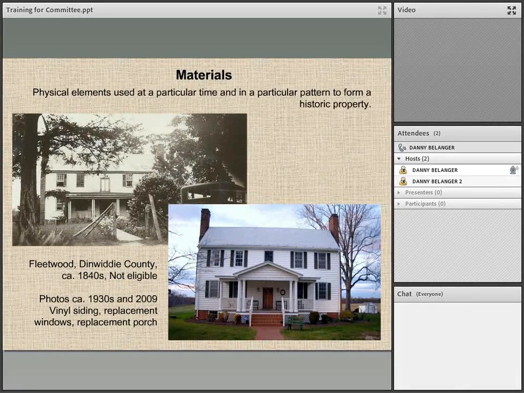Materials. Materials are the physical elements used at a particular time and in a particular pattern to form a historic property. This plantation house has vinyl siding, replacement windows, and a replacement porch that are affecting the integrity of materials. Sometimes you can do remedial work to bring a building back to a more historic look. Materials is a harder area to bring back original materials because you generally don't still have them. But you can at least help influence materials and integrity as well as design by removing some of these later elements and maybe putting back wood siding or putting back the original porch.